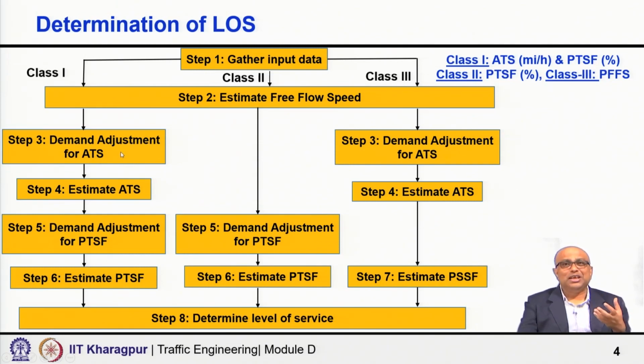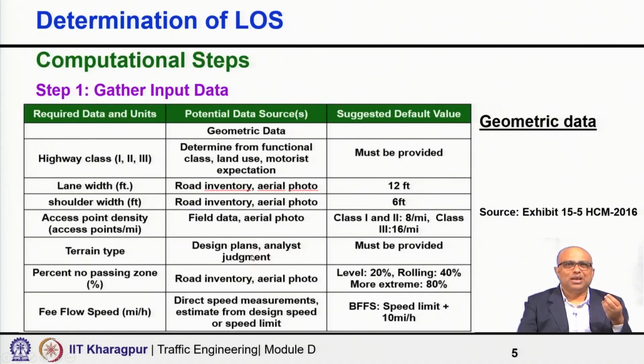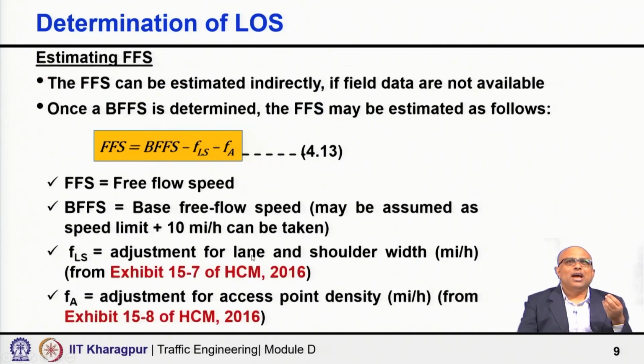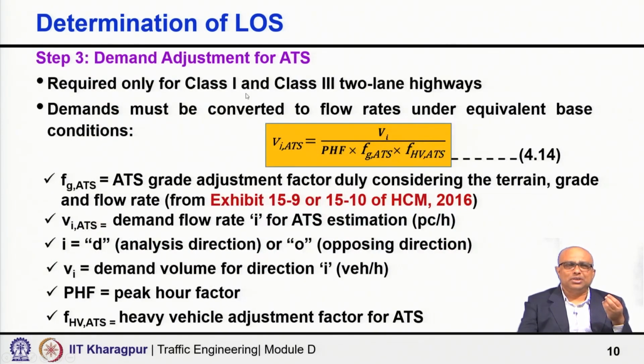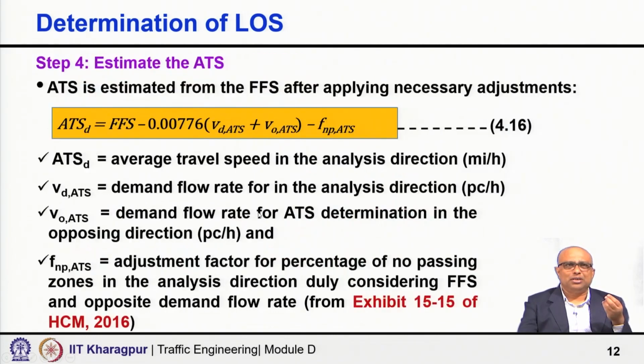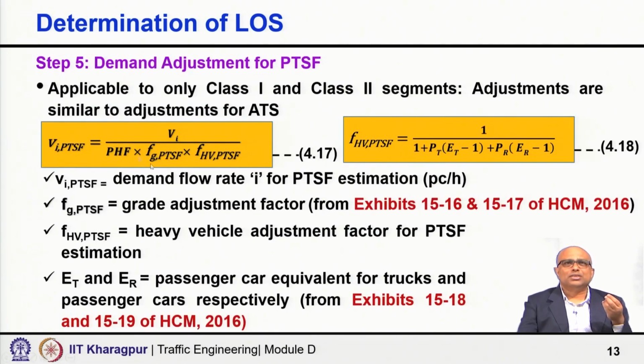So, the way heavy vehicles, grades and everything impact the ATS and the way they impact the PTSF is not exactly the same. Even the equivalency for trucks and recreational vehicles is not the same. So, let us go back there and see how we can calculate it. Step 3 was demand adjustment, and step 4 we have done. Step 5 is demand adjustment for PTSF.